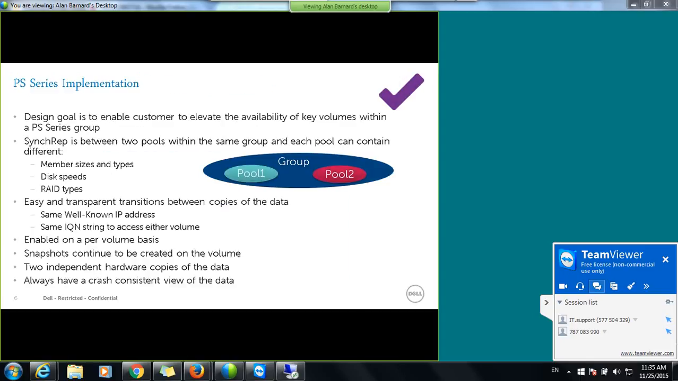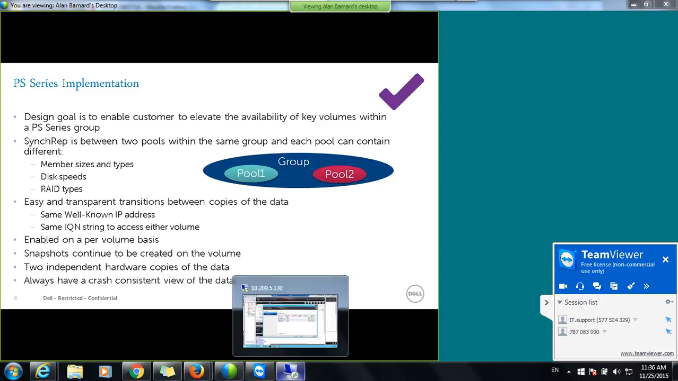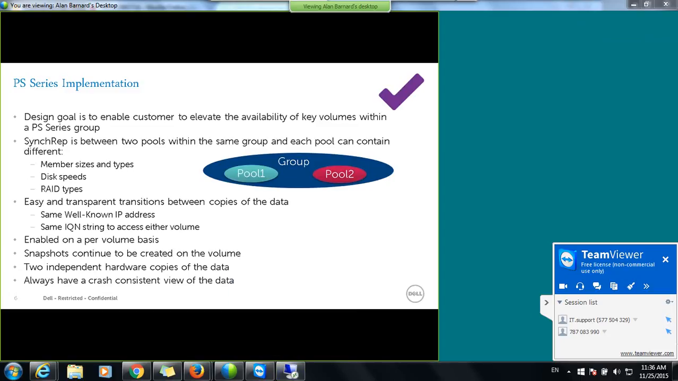All right, this is the design goal. SyncWrap between two pools within the same group, and each pool can contain different member size, type, disk speed, and RAID. Okay, so why is it good? Because it uses the same well-known IP address, same IQN. So in case you have a downtime, you basically just need to switch over, and from the host perspective, nothing needs to be changed.